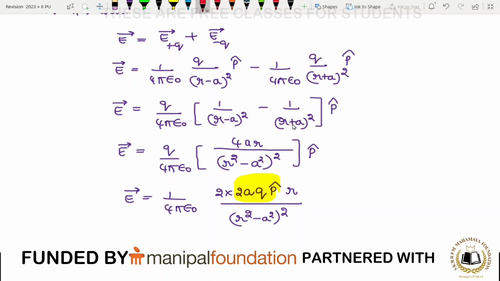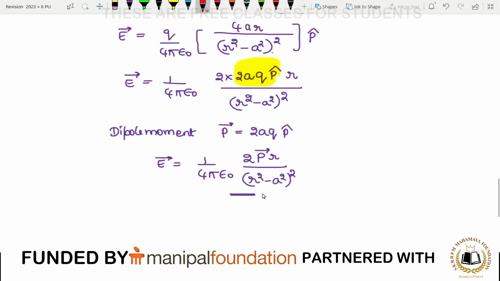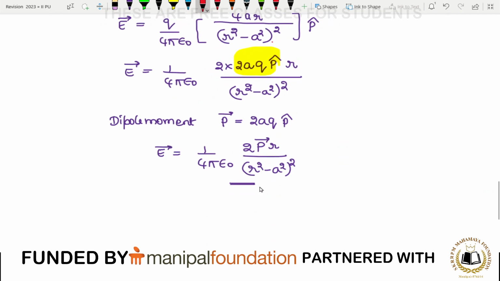Taking the LCM and solving, that becomes 4ar divided by r square minus a square whole square into p cap. This 4ar we can write as 2 into 2a, and this Q is taken here, p cap and into r. Now 2aQ p cap is known as dipole moment. So P vector equal to 2aQ p cap, and electric field and dipole moment both are in the same direction here. So this is the equation.